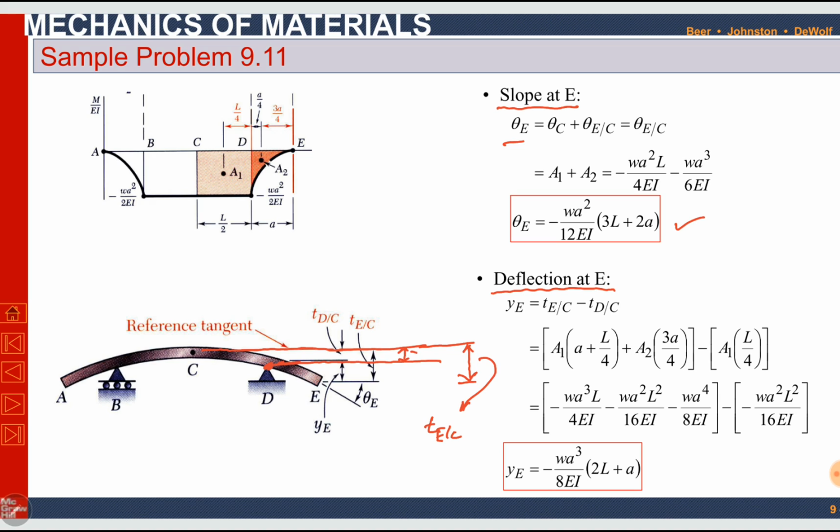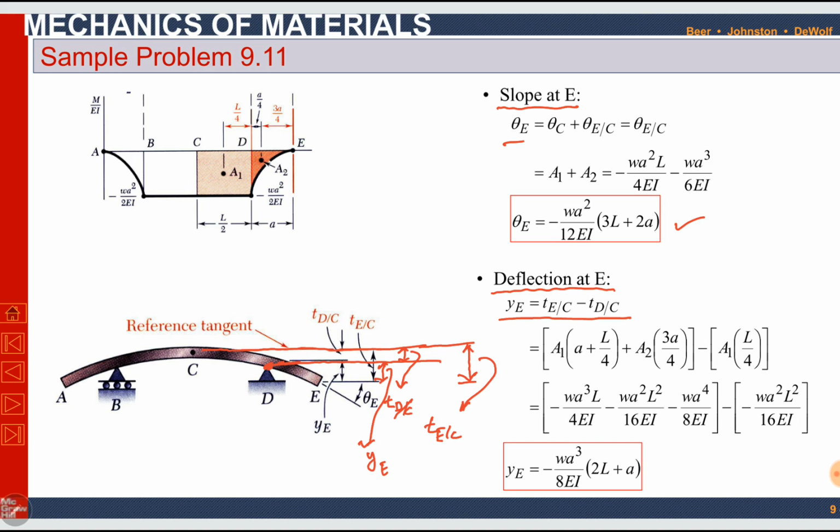and tangential deviation TDC, both with point C, this tangential deviation of D with respect to C, tangential deviation of E with respect to C. C is our reference tangent. So the difference of these two will be this distance between point D and point E, which is YE. So YE is equal to tangential deviation of E with respect to C minus tangential deviation of D with respect to C. Okay, tangential deviation of D with respect to C, we have to use second moment area theorem.